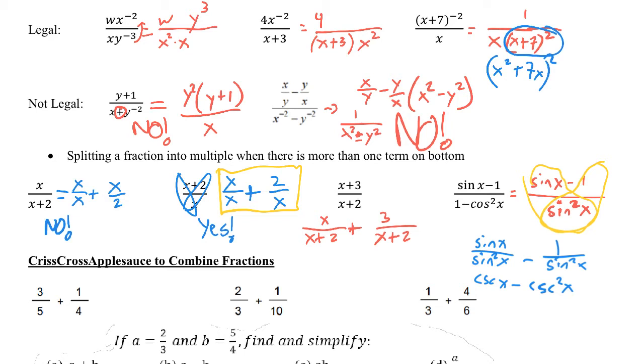Okay. So those are some "don't do those" or "do those, but correctly." Okay, next one: crisscross applesauce to combine fractions.